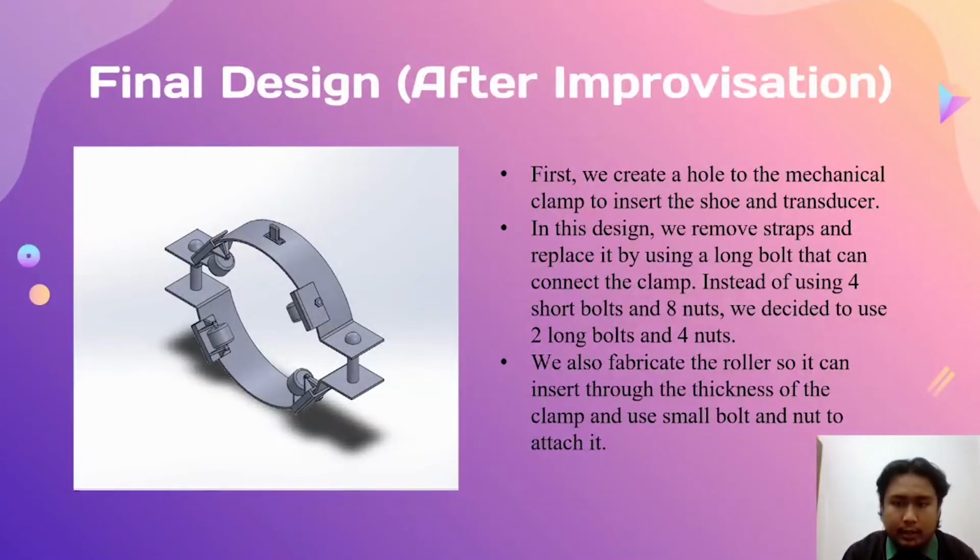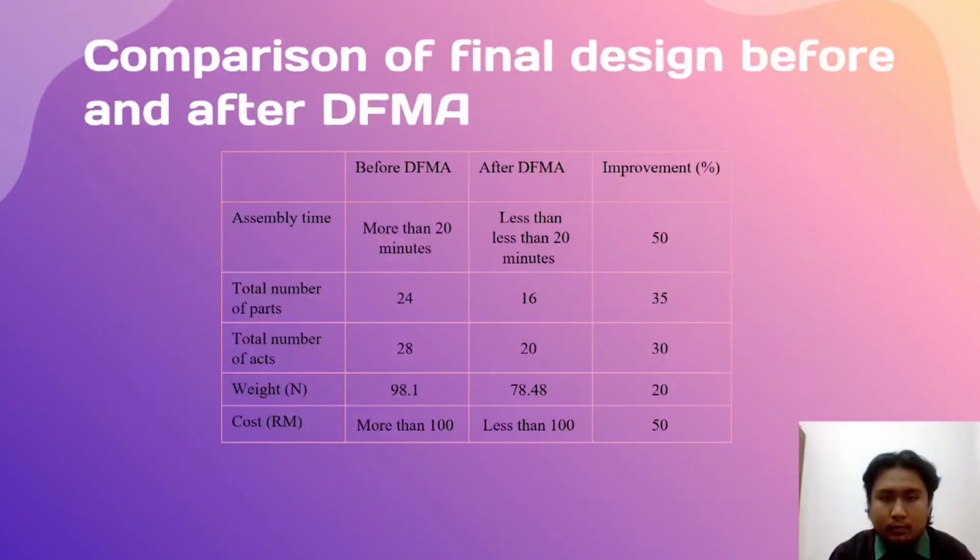First, we create a hole in the mechanical clamp to insert the shoe and transducer. In this design, we remove the straps and replace them by using long bolts that can connect the clamp. Instead of using 4 short bolts and 8 nuts, we decide to use only 2 long bolts and 4 nuts. Lastly, we also fabricate the ruler so it can be inserted through the thickness of the clamp and use a small bolt and nut to attach it.